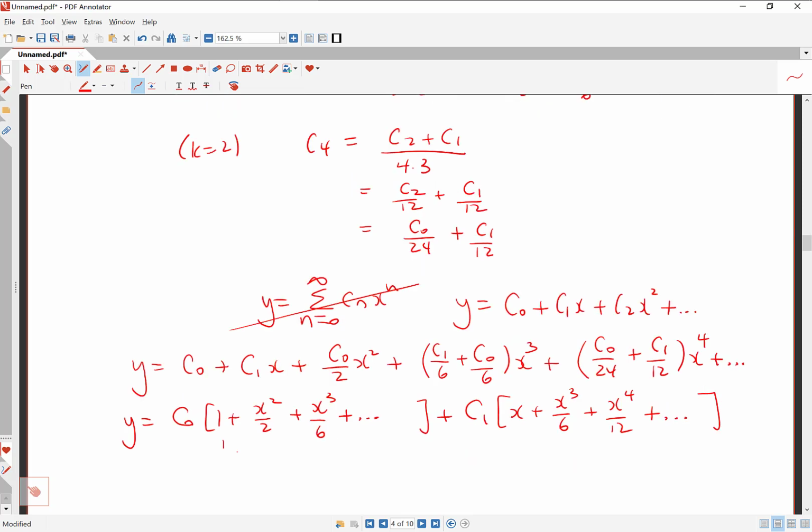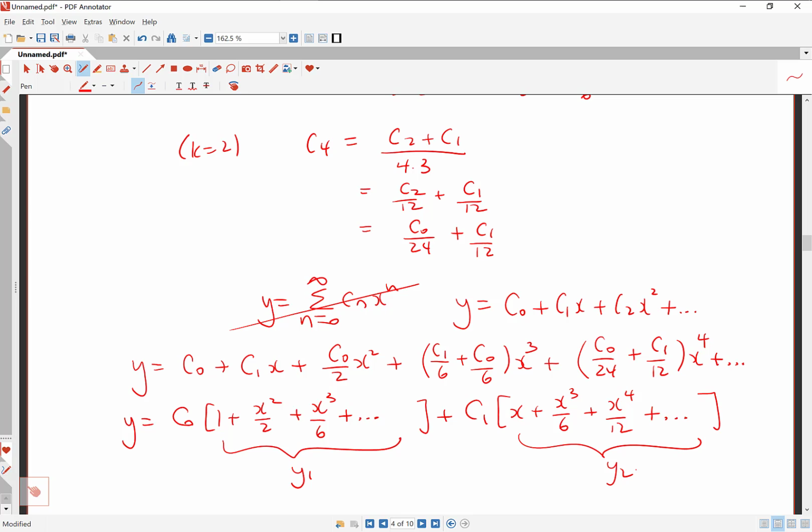So this stuff in the first set of square brackets, that's called y1. That's one of the power series solutions to the DE. And this stuff in the second set of brackets here, that's called y2. That's our second power series solution to the DE.